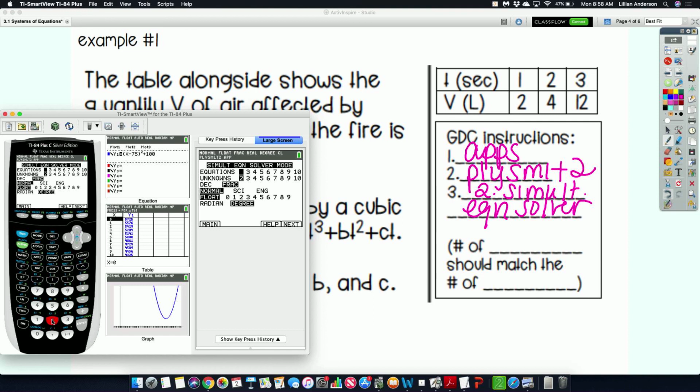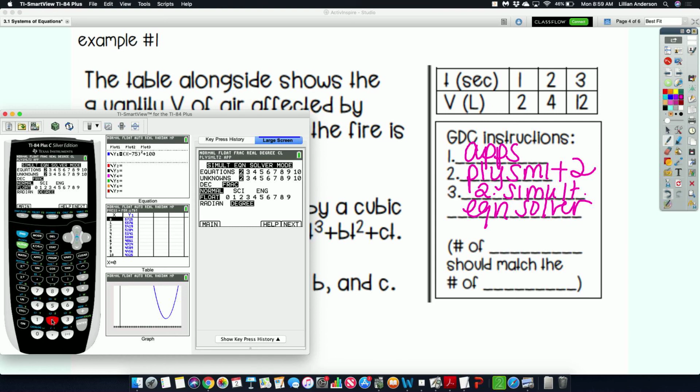How many equations am I going to have? How many unknowns? Do I want my answers as decimals or fractions? That's what the dec and frac stand for. Of course, you want to leave it to normal. If you change it, you change the format in which your answers are given. And you want float, which means it's going to give you as many decimals as the calculator can hold. For radian and degree, because this is not a trig equation, it's a cubic model, we don't have to worry about that bottom part.